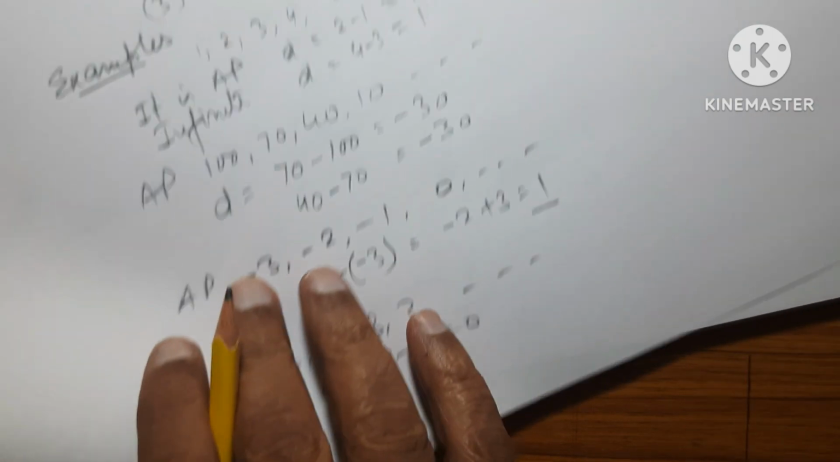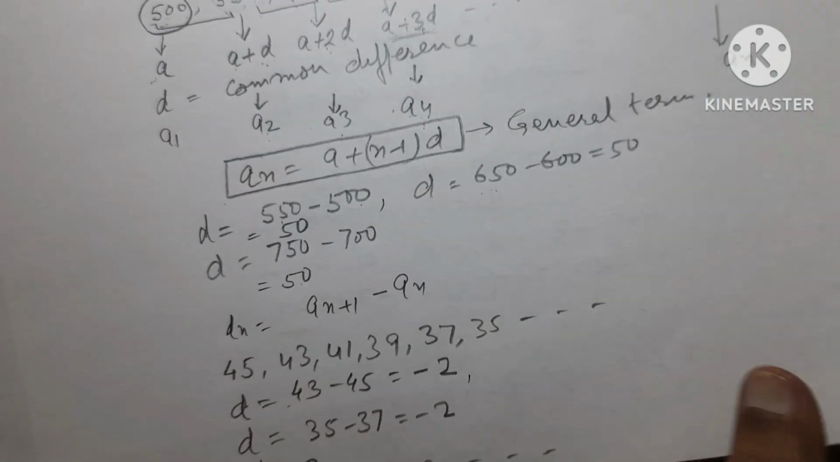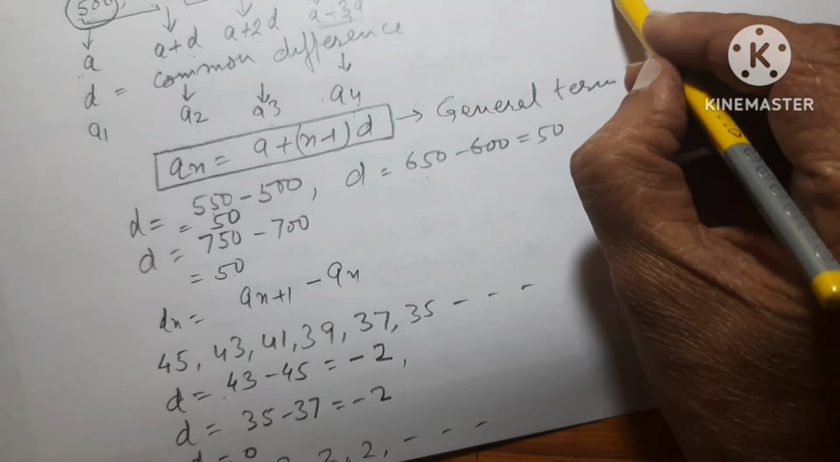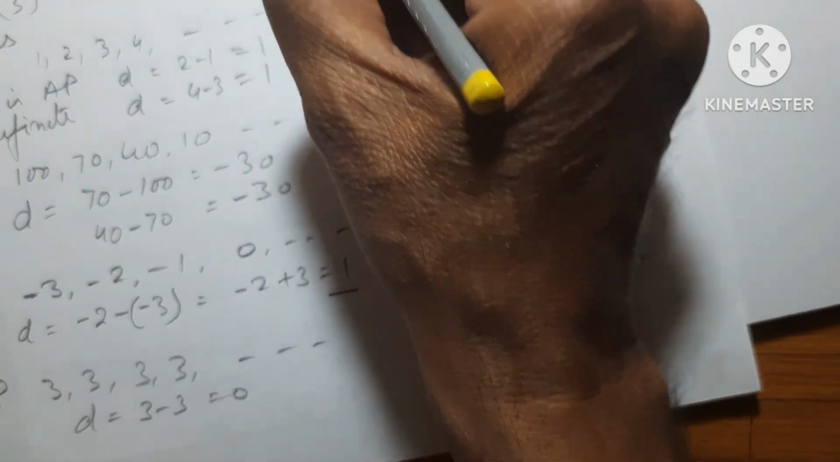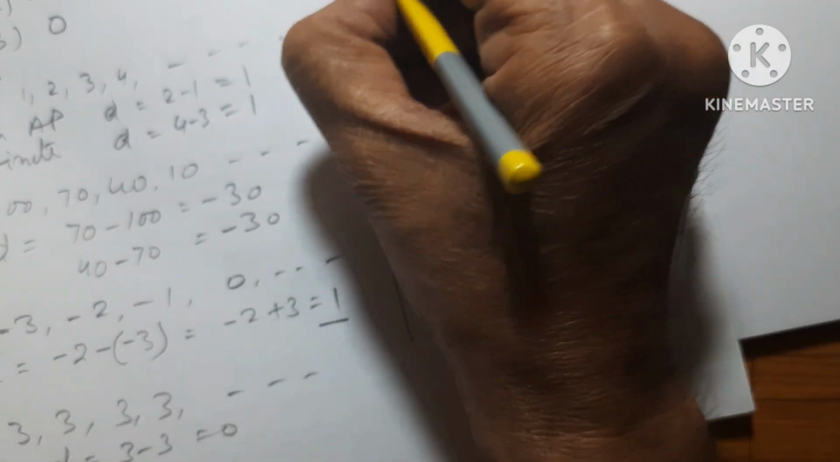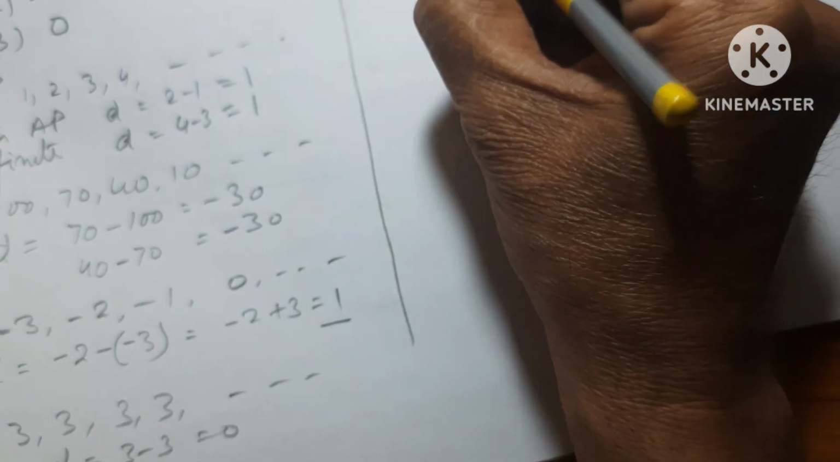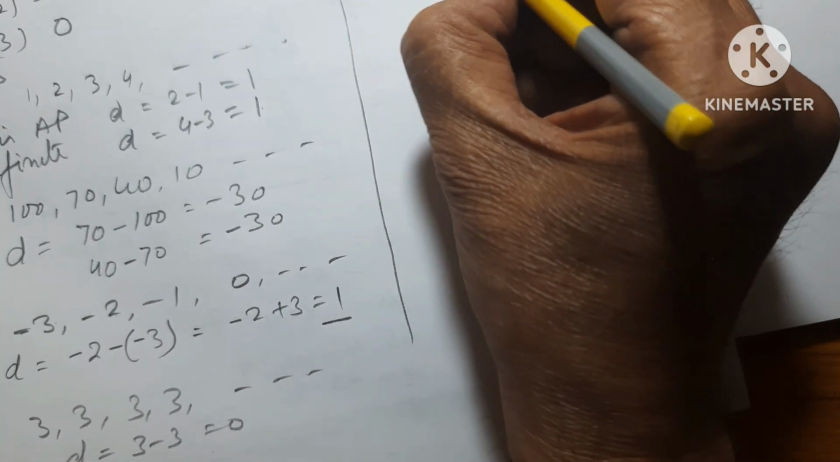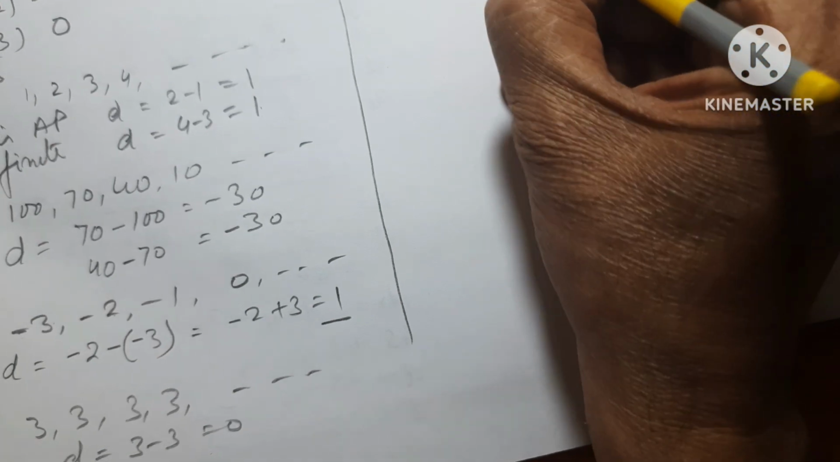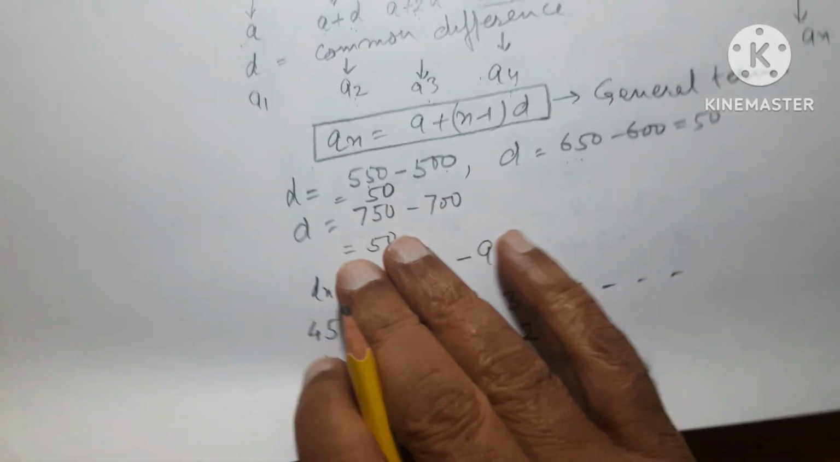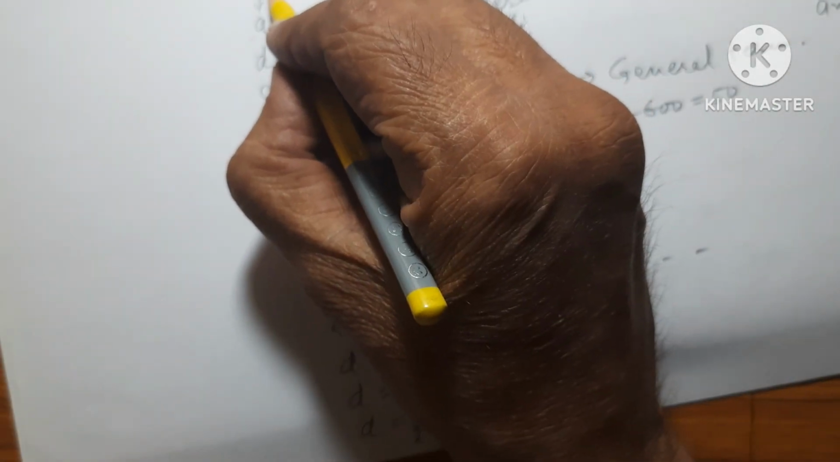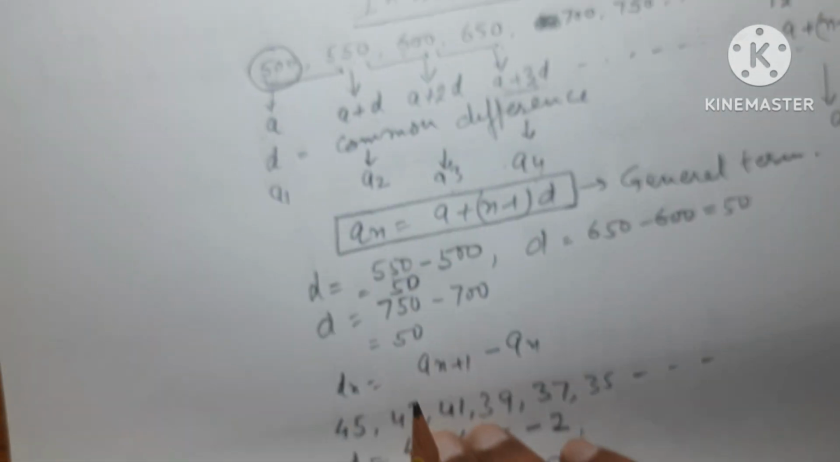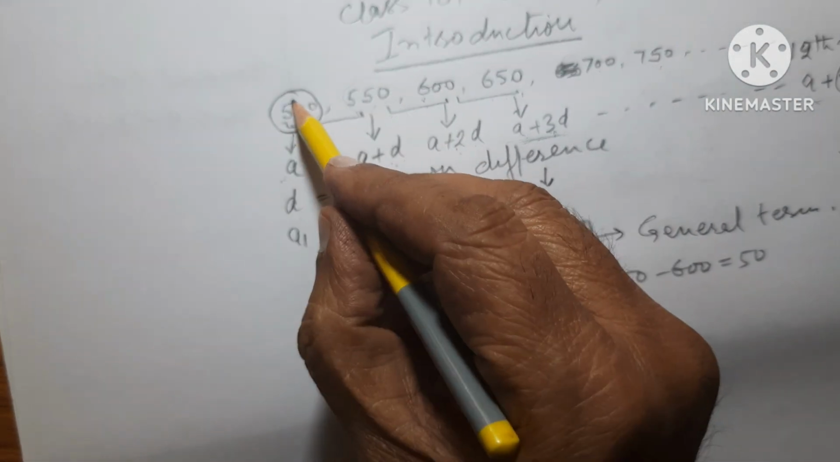General term, we have learned how to write the general term. We can write it like this: a(n) is equal to a plus (n minus 1) into d. Now there is one more important fact about it. Let us talk. This is term number 1 and its value is 500.